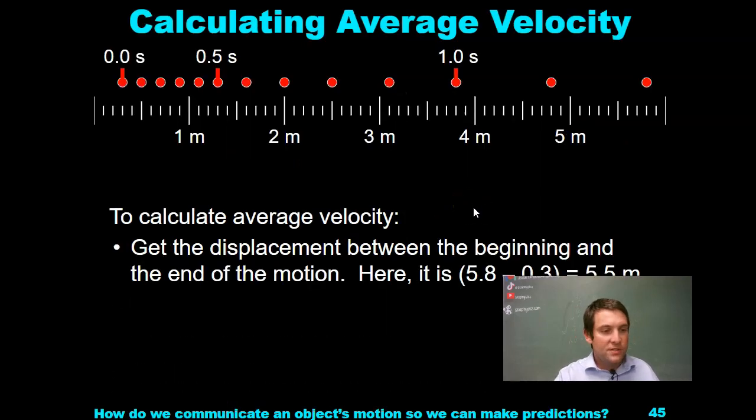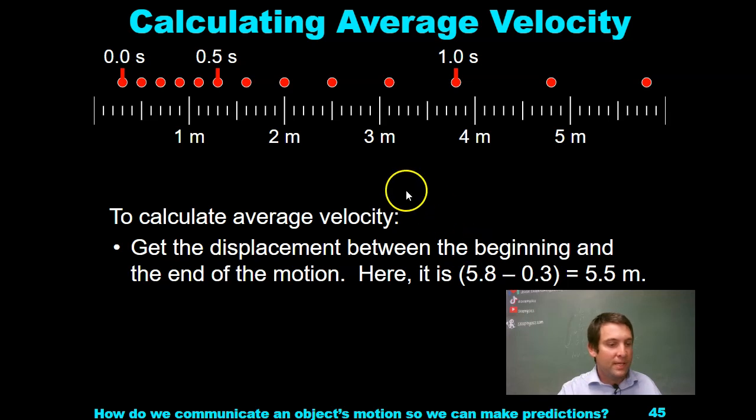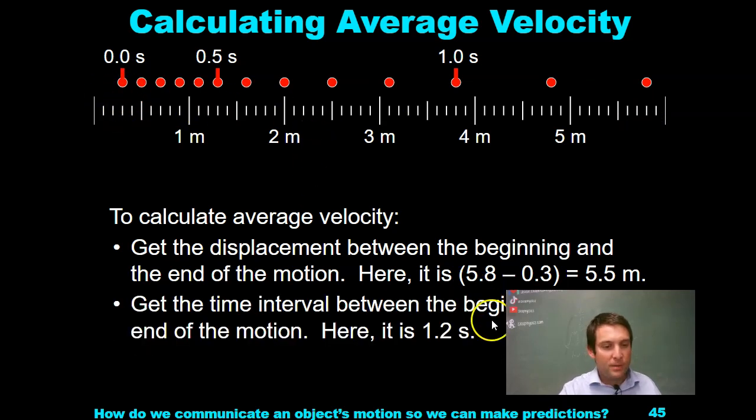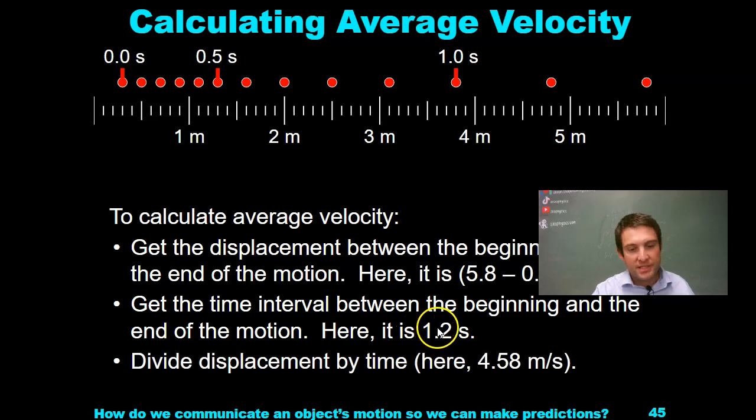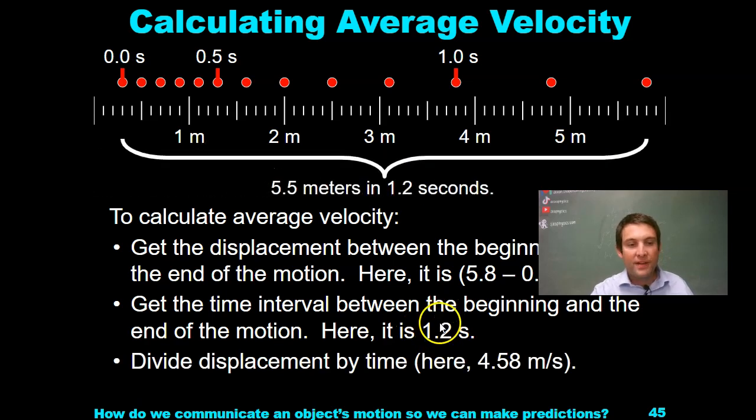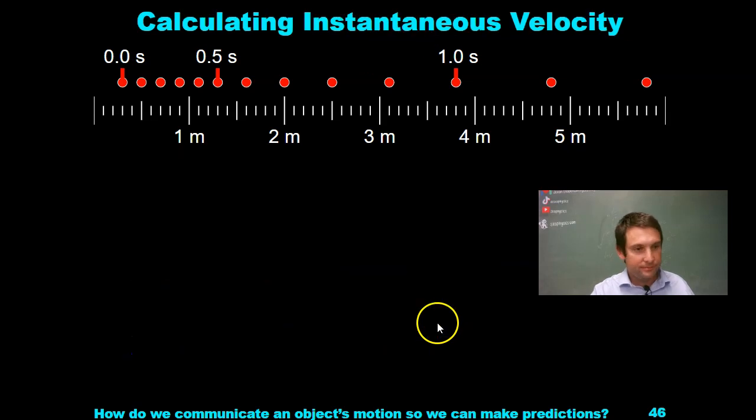To calculate average velocity, get the displacement between the beginning and the end of the motion. Here it's 5.8 minus 0.3, which gives us 5.5 meters, and the time interval is from 0 to 1.2 seconds. Divide displacement by time, and we get 4.58 meters per second.